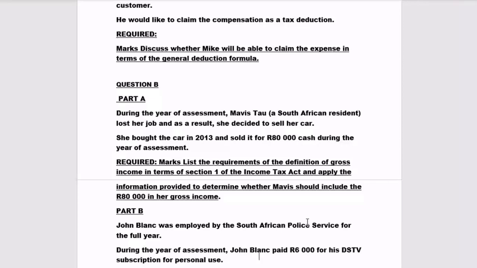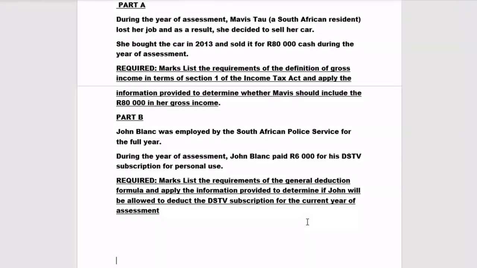Okay, so the final question. John Blanc was employed by the South African Police Service, SAPS, for the full year during the year of assessment. John Blanc paid 6,000 Rand for his DSTV subscription for personal use. List the requirements of the general deduction formula and apply the information provided to determine if John will be allowed to deduct the DSTV subscription for the current year of assessment.